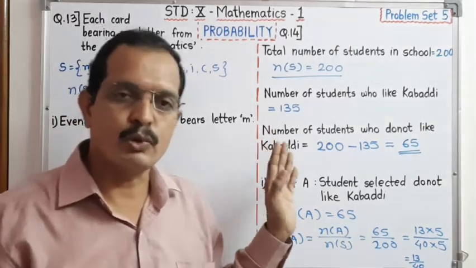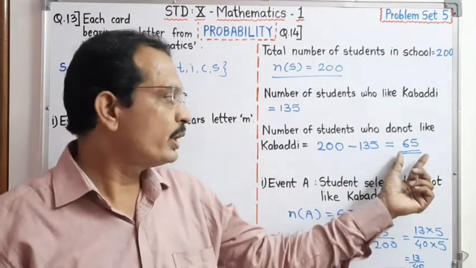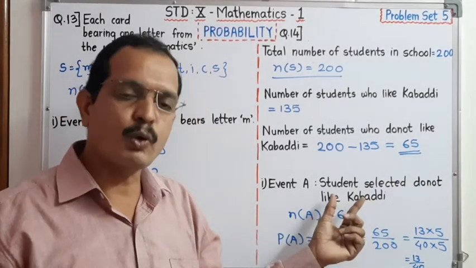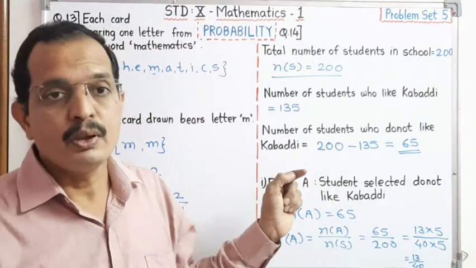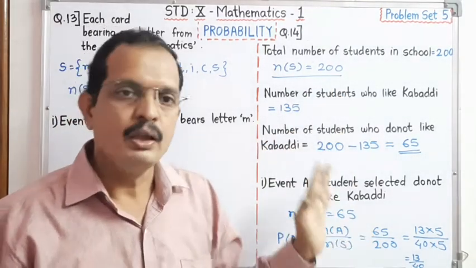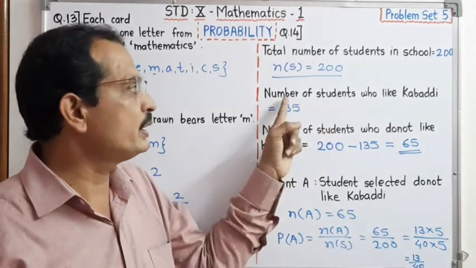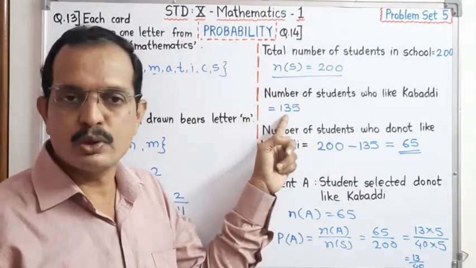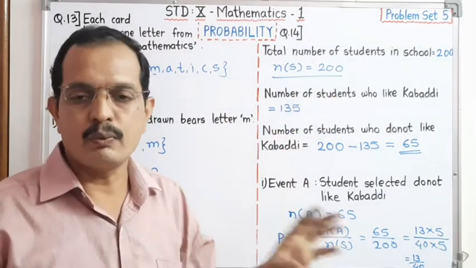Dear student, this is an important sum. Go through this sum and try to understand why we have to find the number of students who do not like kabaddi, because we have to find the probability that the selected student does not like kabaddi. If the question were about students who like kabaddi, then it is very easy. We know the number of students who like kabaddi and we know the sample space. It is 135 upon 200. That will be our final answer.